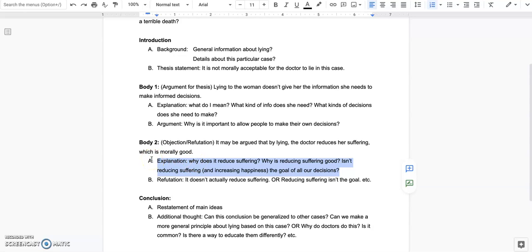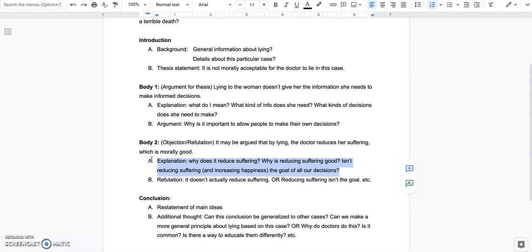Why is it that the lying reduces her suffering? Why is it that reducing suffering is good? Maybe reducing suffering is the goal of all of our decisions. Maybe that's what the doctor's job is, to reduce suffering. If that's the case, then surely lying, many people would argue, is the right thing to do in this case.